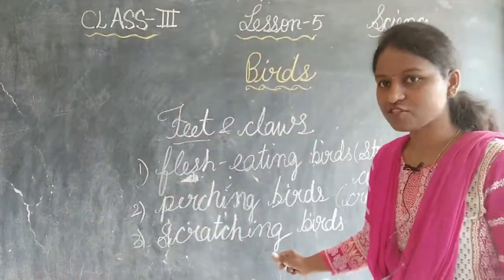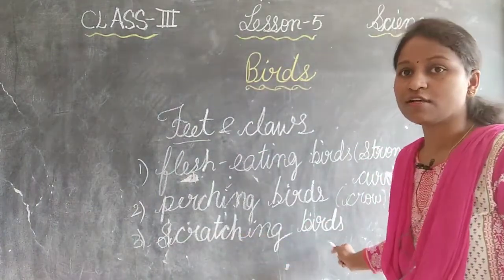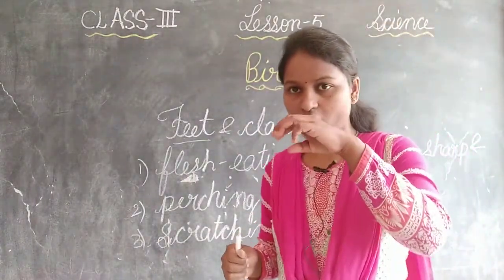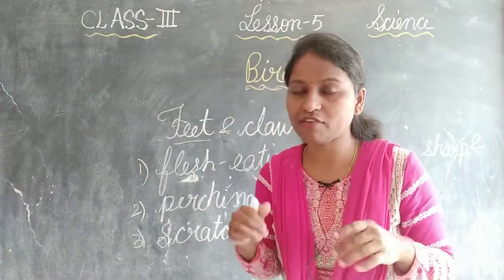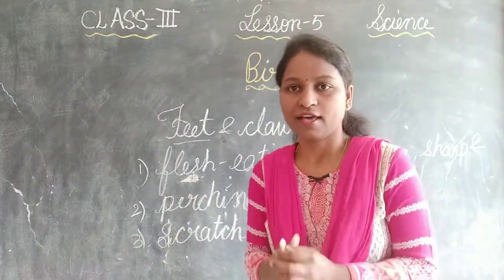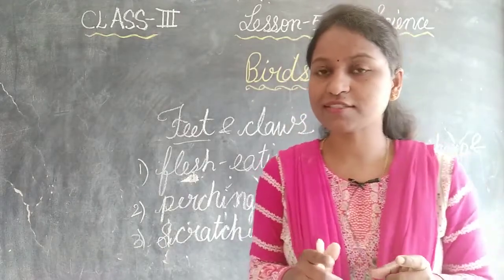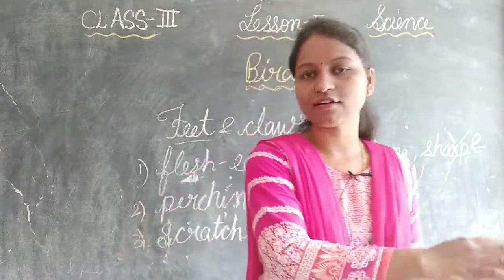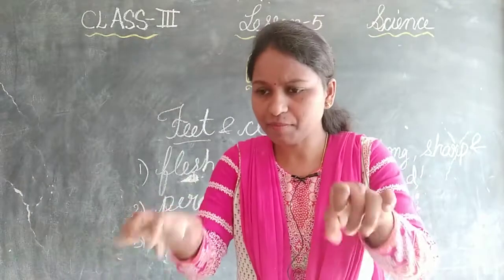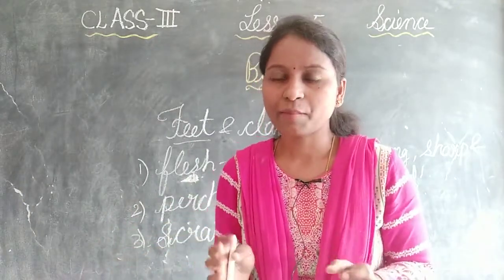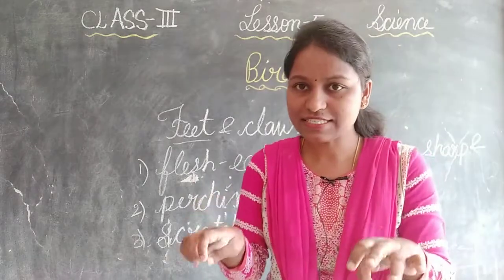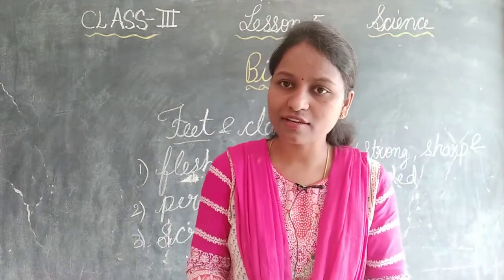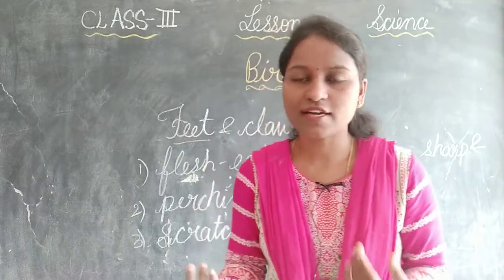So next one is what, children? Scratching birds. Scratching birds means that with the claws, some birds scratch the ground so that they can find insects or grains. Yes or no? Sometimes you have seen the hen going here and there in the ground, and sometimes scratching like this. Why? Because they need food, and for that food they scratch the ground. If they find any insects or grains, they just eat them.